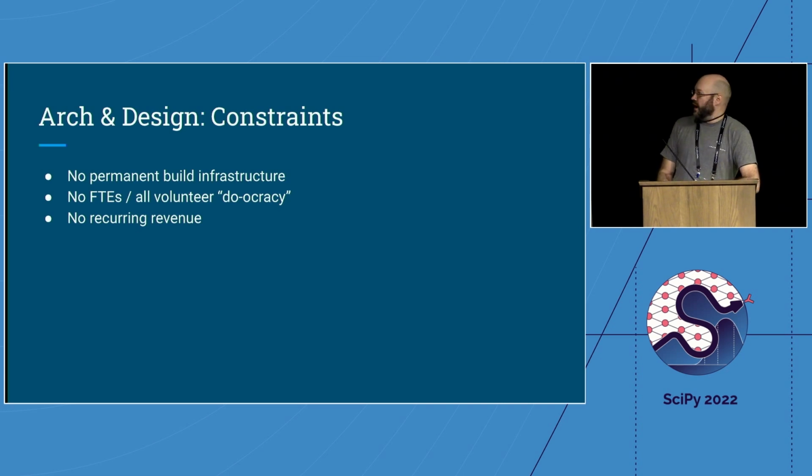So there's a couple of constraints that we have. Conda-forge doesn't actually have a permanent build infrastructure. So we have the capacity to build on quite a lot of things, but we are at the moment quite reliant on the goodwill of Microsoft to run a lot of our things at the scale that we need.